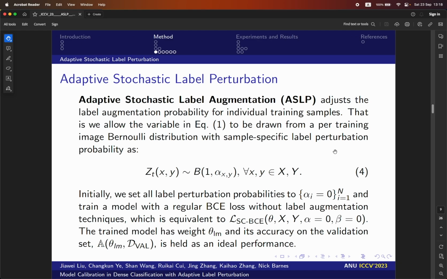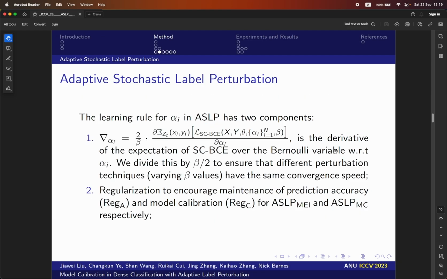We present adaptive stochastic label perturbation that adjusts the label augmentation probability for individual training samples. First, we allow the variable z to be drawn from an image-wise Bernoulli distribution with sample-specific label perturbation probability. The label perturbation probabilities are initially set to 0, and we train the model with a regular BC loss until it converges into a local minima. We denote its accuracy on the validation set as an ideal performance.